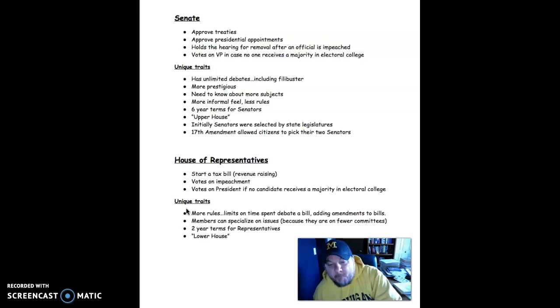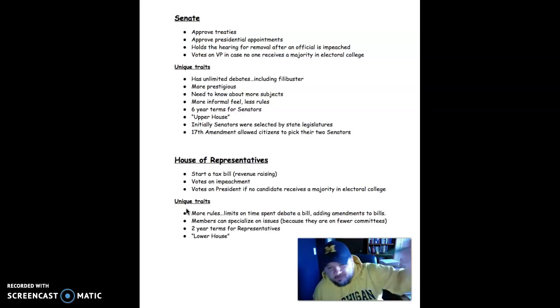There are more rules because of the large quantity of people in the House of Representatives, 435 different members. That means that you have to have more rules. That means limits on how often you can talk. There are no filibusters. That means maybe more closed rule. You can't add amendments to bills when you're debating those on the House floor.